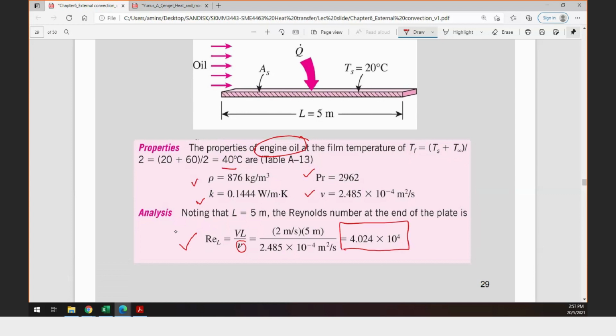So laminar or turbulent? Four times 10 to the power of 4. Your reference critical value is 5 times 10 to the power of 5, or if you want to make it more strict, 1 times 10 to the power of 5. Anything below this is laminar. So this is laminar.